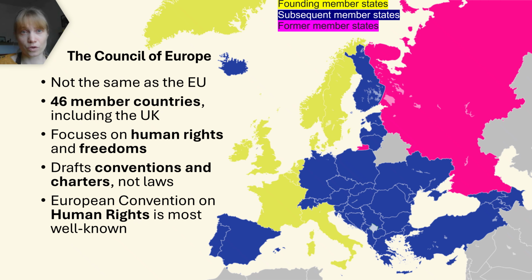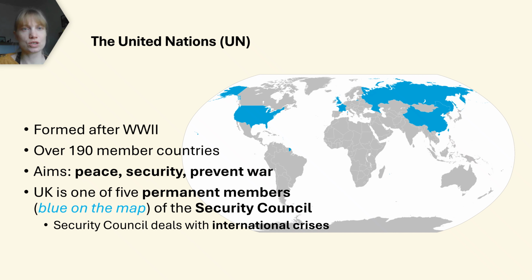The Council of Europe is often confused with the European Union, but it is completely separate. It has 46 members, and its main role is to promote and protect human rights across Europe. It cannot make laws, but it sets out agreements that governments can sign up to, such as the European Convention on Human Rights. The United Nations was created after the Second World War to encourage peace and cooperation worldwide.